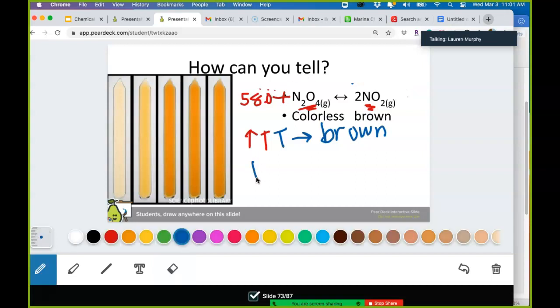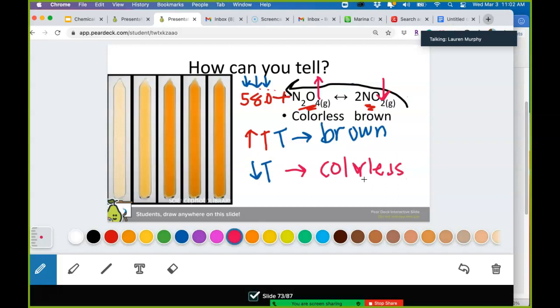In other words, if I decrease the temperature by putting it in a cold water bath, I've basically lowered this, right? So now I don't have enough heat. So which way am I going to want to shift? Left, or back to the reactant side to try to get it back. Well, if I'm shifting to the left, this guy is dropping in concentration because it's making this guy. So my tube will turn more and more colorless. It's not really called white or clear, it's called colorless.